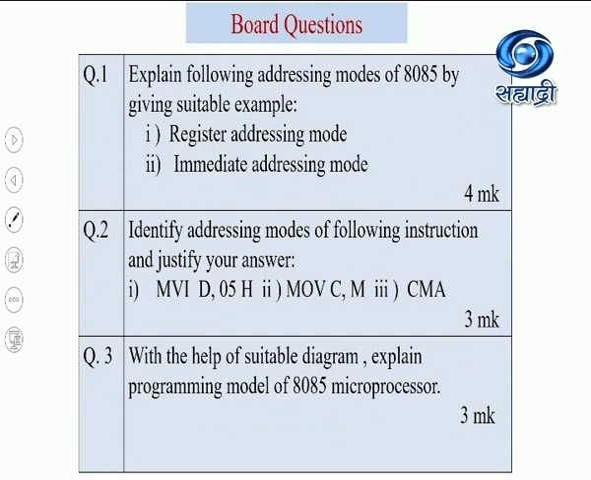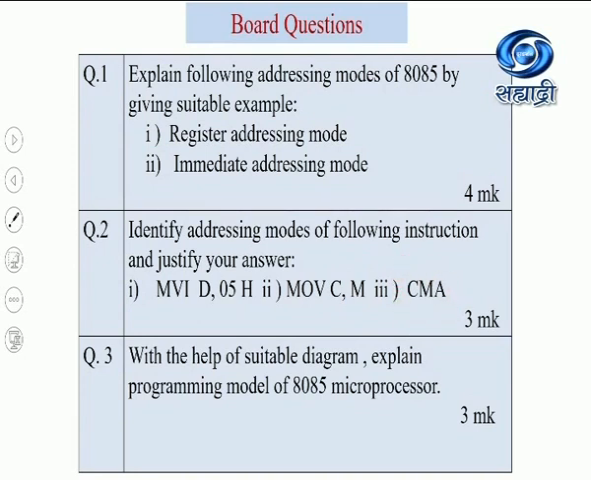Based on these two topics, board questions can be like this. Explain following addressing modes of 8085 by giving suitable example. So they can ask any two addressing modes for 4 marks. So explanation of each mode along with example carries 2 marks. Then another type is identify addressing modes of following instruction and justify your answer. MVI D,05. So you have to identify addressing mode of the instruction. For example, immediate addressing mode. Move C, M. M means register indirect addressing mode.